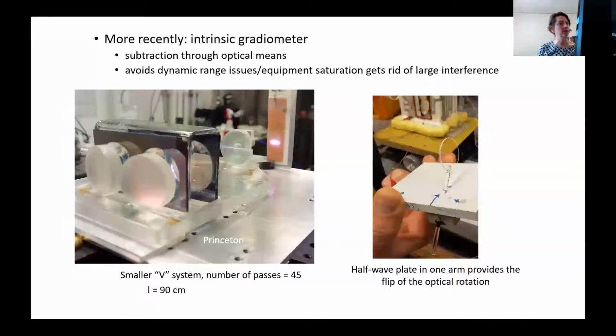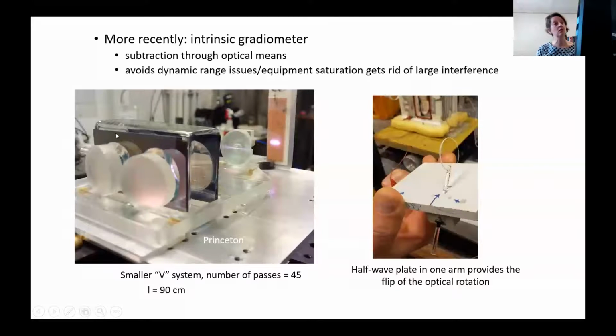Again, this is the same collaboration, and this is a different system. This is one, again, the multiple pass that passes through the cell 45 times. It has an effective length of 90 centimeters, even though the thing itself is only 2 centimeters long. It is what's called an intrinsic radiometer. This work hasn't been published yet, but the intrinsic radiometer is a half wave plate that's put in one of the arms of the cell to optically subtract out, through the half wave plate, any signals that are common to them. And so that way we can get the signal.